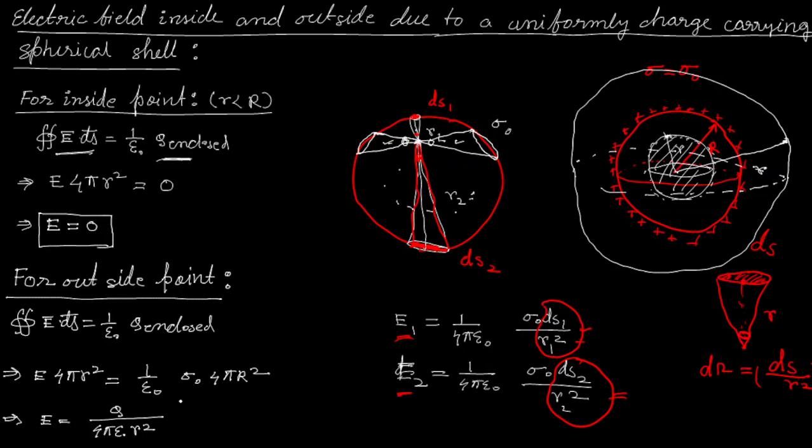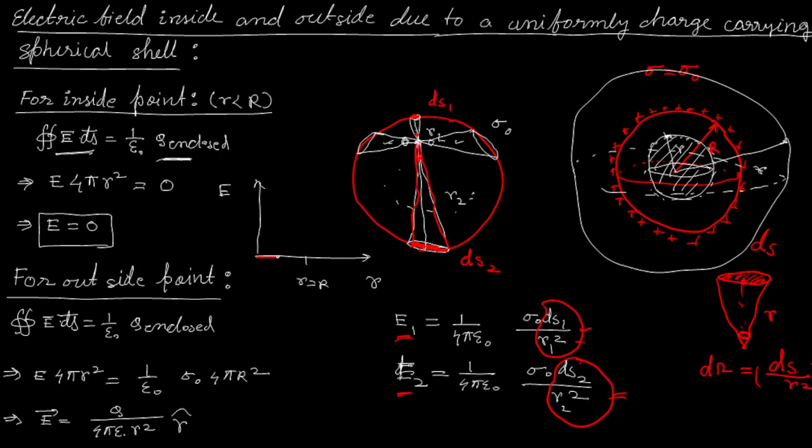Okay. And what will be the direction? Since we are getting a positive value, it will be along r hat. So inside it will be 0 and outside it will be q divided by 4 pi epsilon naught r square. If we want to draw the variation of electric field with distance, then up to capital R, that is inside the spherical shell, the electric field will be 0.